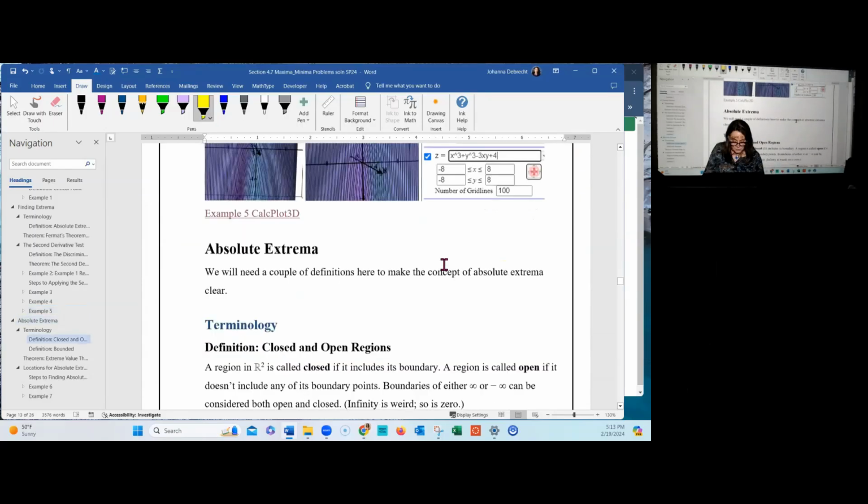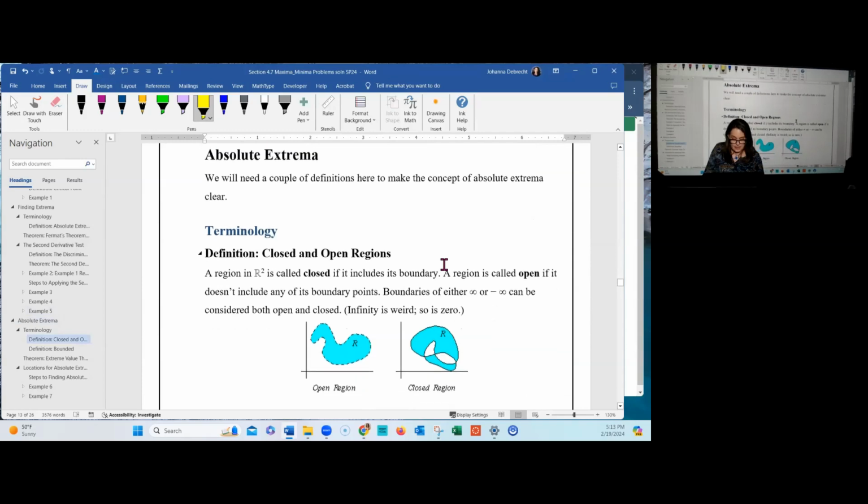Now that we've worked through our examples, we want to consider the case where we want to find absolute extrema. Now, we're only guaranteed to find absolute extrema if we have a closed bounded region. So we need to define more clearly what we mean by closed bounded region.